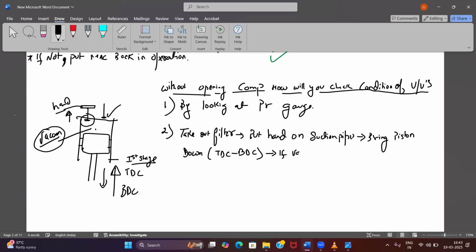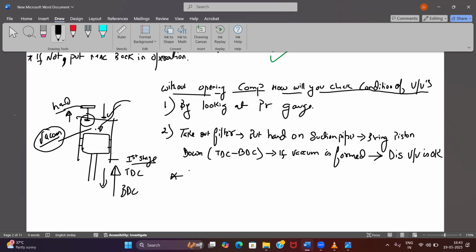If vacuum is formed, you will feel it on your hand, right? Yes, sir. This means the discharge valve is okay, right? The discharge valve will be okay only then; if the discharge valve is leaking, air will come in from here. Agreed? Yes, sir.